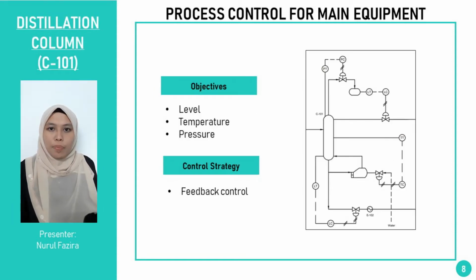The objective of process control and instrumentation for the distillation column is to maintain the level in the column, to maintain temperature at 80 degrees Celsius in the column, to maintain the pressure of 6.1 bar in the column, and to maintain the amount of external reflux ratio and level in the reflux drum. All the objectives were controlled by using feedback control.